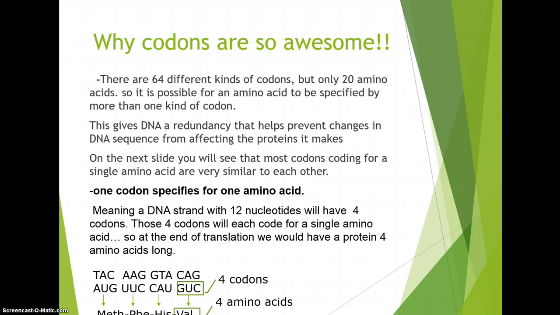Okay, so one codon specifies one amino acid, meaning in a DNA strand with 12 nucleotides, it is going to have 4 codons. Those 4 codons will each code for a single amino acid. So at the end of translation, we would have a protein 4 amino acids long. A protein made out of 4 amino acids. So one codon equals 1 amino acid.